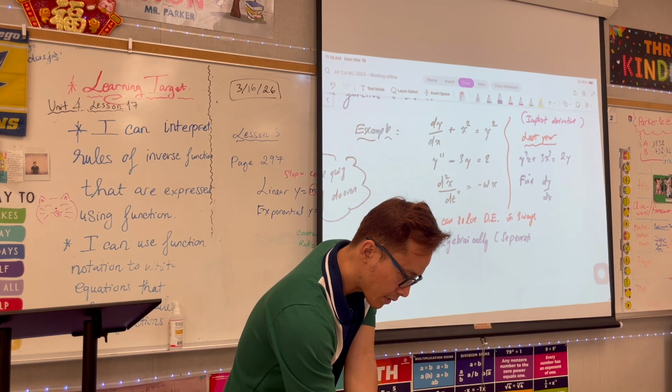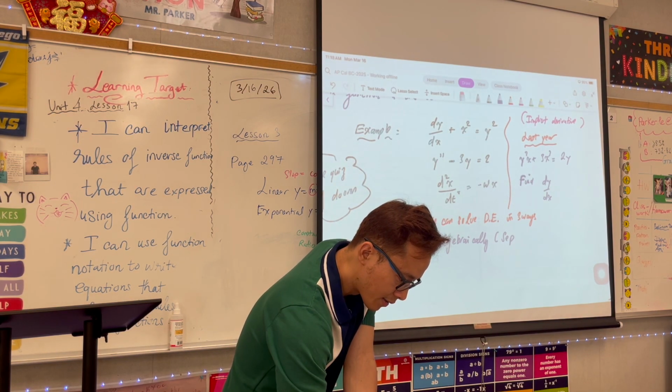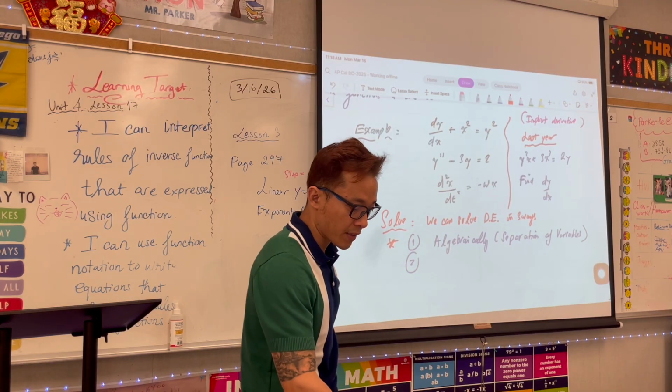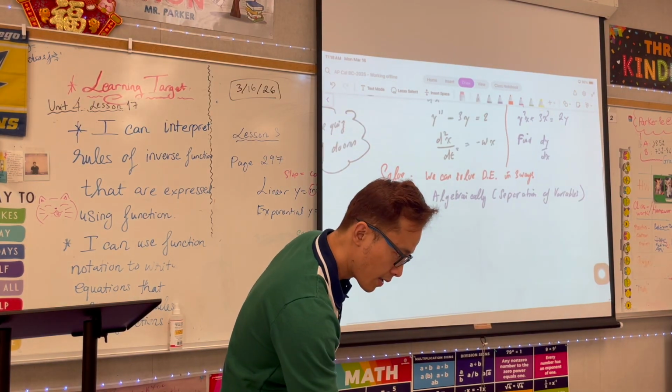Separation of variables. This is the most effective one. Okay, number one, it's the most effective one. That's what we're going to learn today.